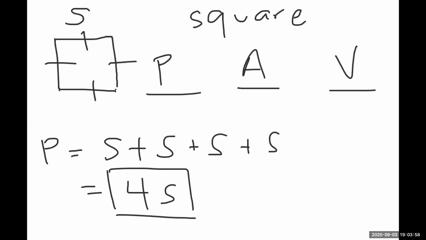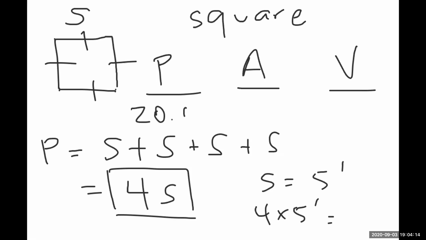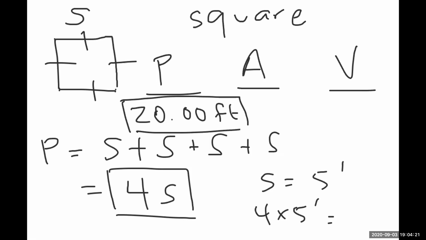So for example, if the side is 5 feet, the perimeter of this square would be 4 times 5 feet, which equals 20.00 feet. That would be our answer. Okay.